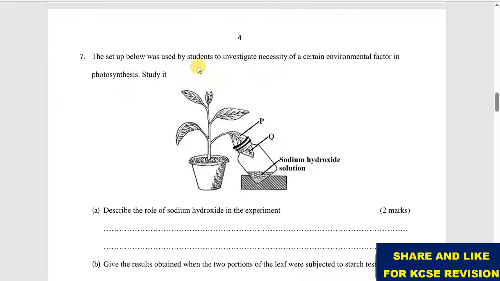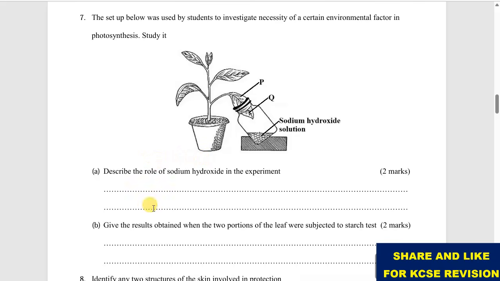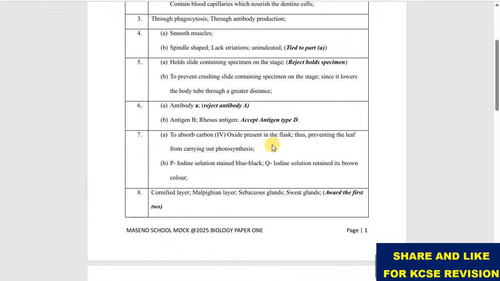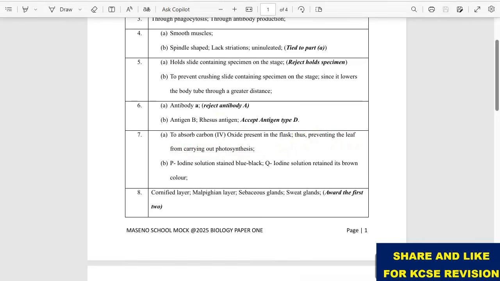The setup was used to investigate the necessity of a certain environmental factor in photosynthesis. Study it. Describe the role of sodium hydroxide in the experiment. What is the role of sodium hydroxide in the experiment? To absorb carbon dioxide present, thus preventing the leaf from carrying out photosynthesis.